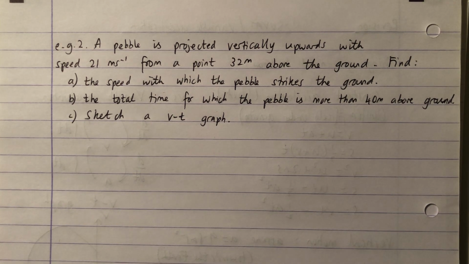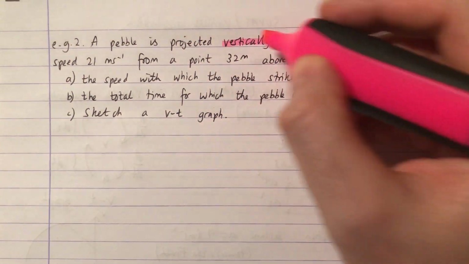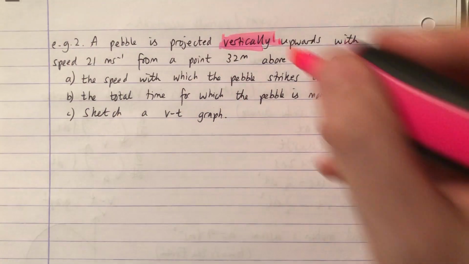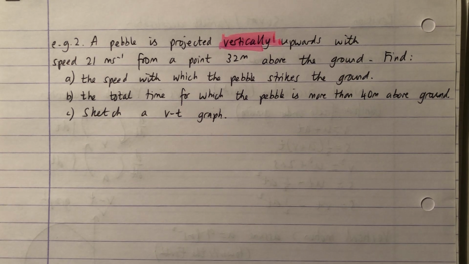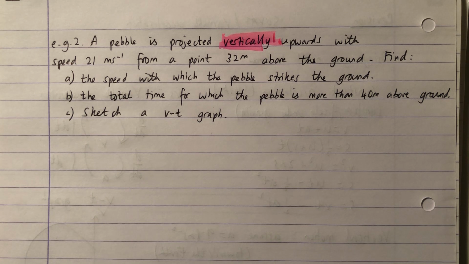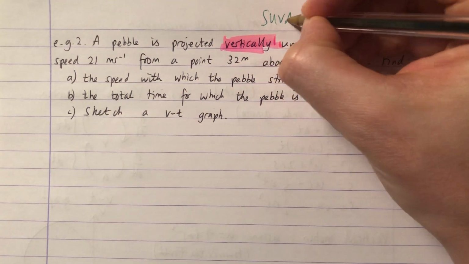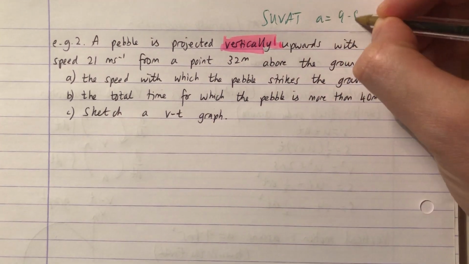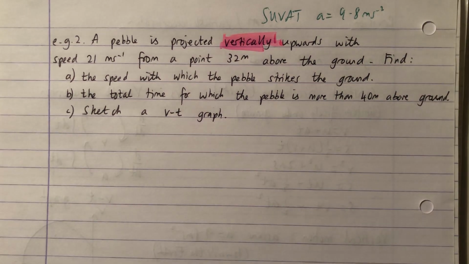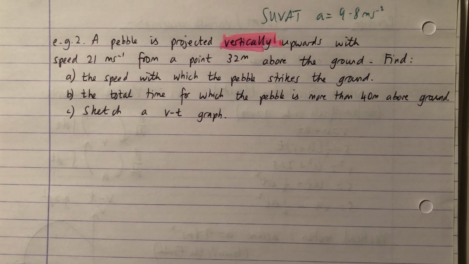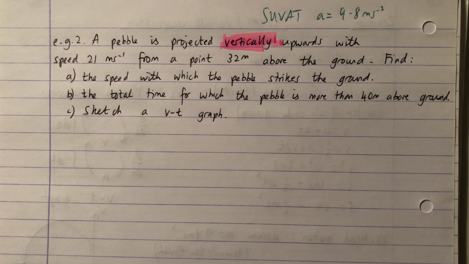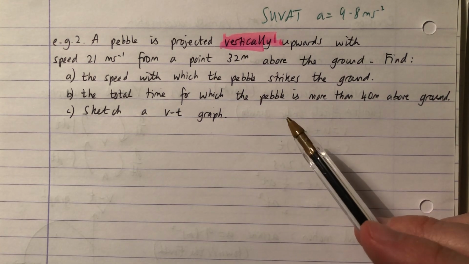So firstly, we've got an object moving vertically and freely under gravity. In other words, there's nothing attached to it or resisting it. The only force acting on it is its weight. So this is where we use SUVAT again, but with A equal to 9.8 meters per second squared, directed towards the ground. This one's a little bit more complicated, so I'm going to draw a sketch.